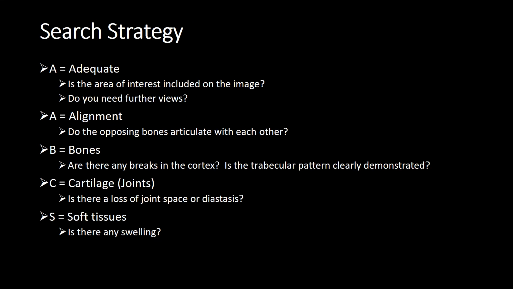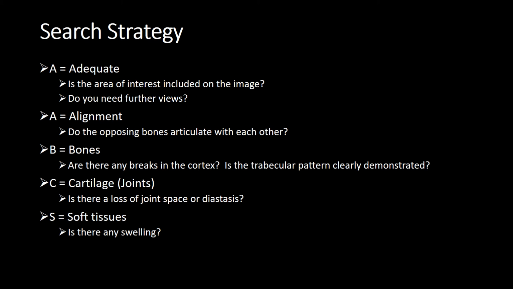So we always carry out a search strategy to make sure that we carefully check all aspects of the radiograph. So A is for adequate. Is the area of interest included on the image or do you need further views? A is for alignment. Do the opposing bones articulate with each other? B is for bones. Are there any breaks in the cortex? Is the trabecular pattern clearly demonstrated? Is there any increase in sclerosis which might indicate that the trabeculae has become impacted?